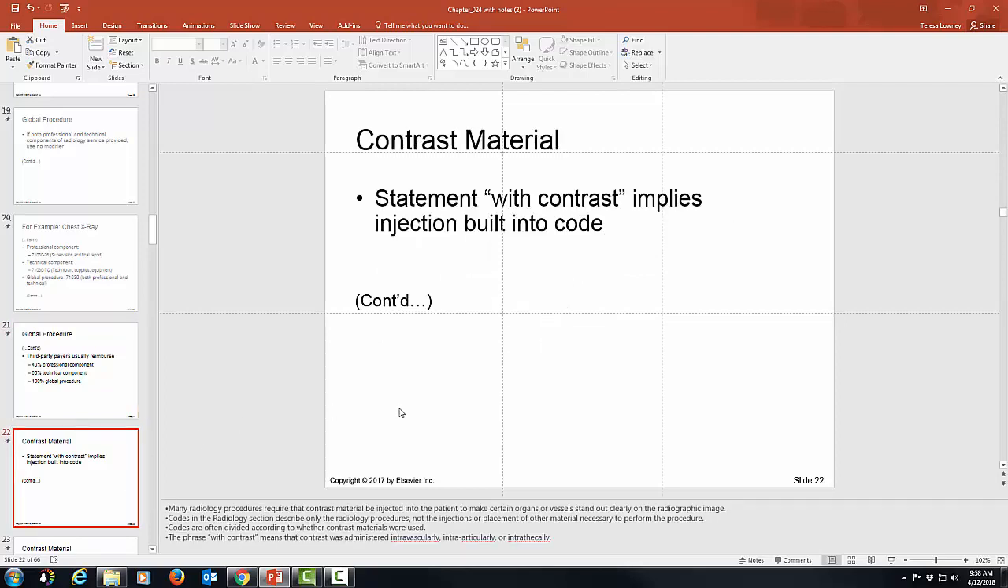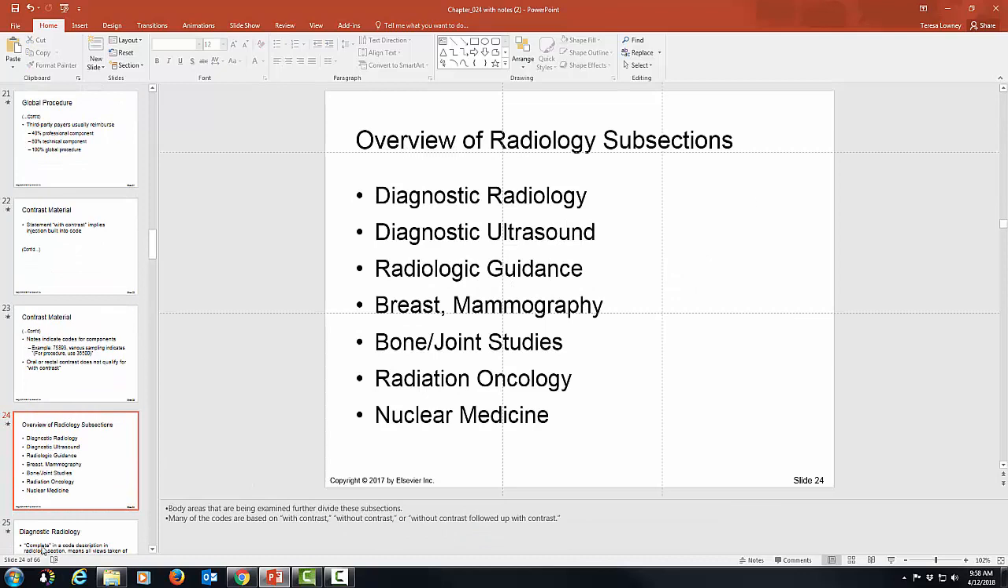Contrast material. If the statement says with contrast, that implies the injection is built into the code, not coded separately. One of your answers for your last chapters talked about the injection code, and it was not bundled, so you needed to code it separately. And then you also need to know, with contrast, how was it administered? You need to know those kinds of things. Is it intravascularly, intra-arterially, or intracatheterly? So you need to know all of those things when you're coding that, okay?